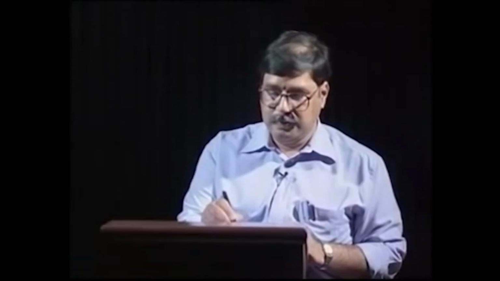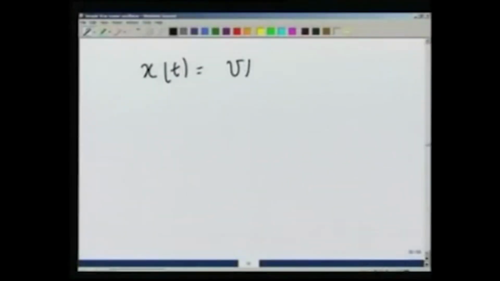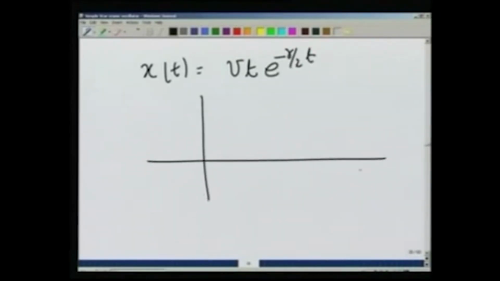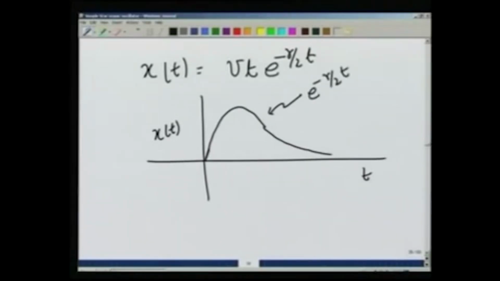How does this solution look? x t equals V t e raised to minus gamma over 2 t. When plotted against t, x t is going to increase initially as V t and then decay towards the equilibrium, again with the coefficient exponentially decaying as e raised to minus gamma over 2 t. In this case again the decay is faster than the heavy damping case. The third case I will leave for you to work out.